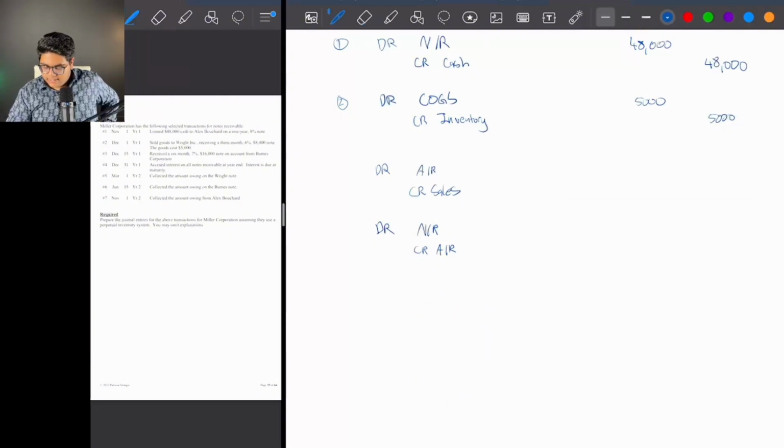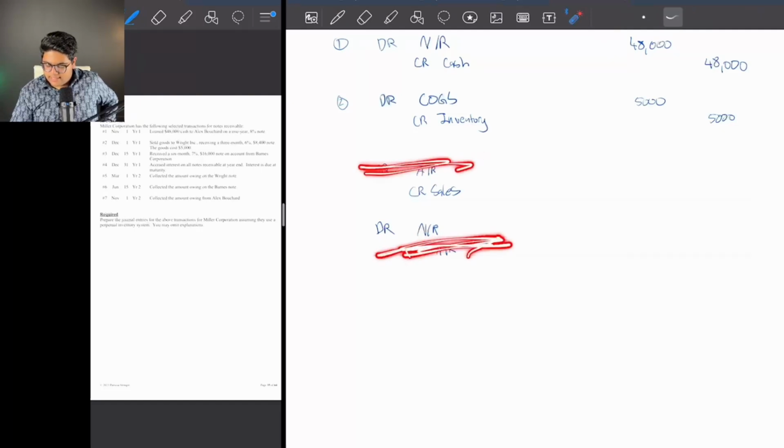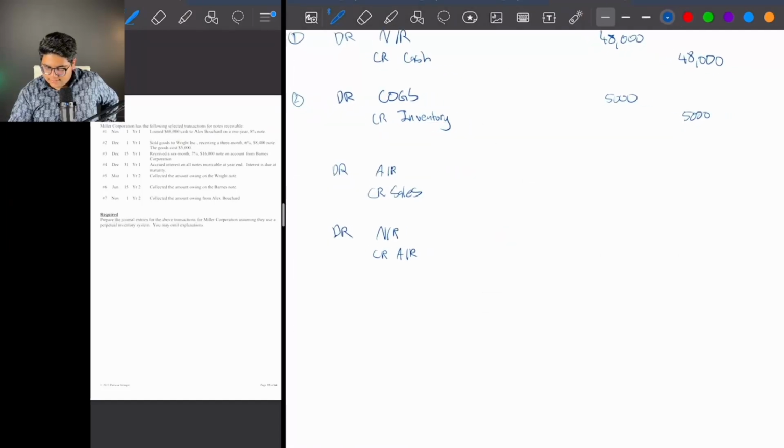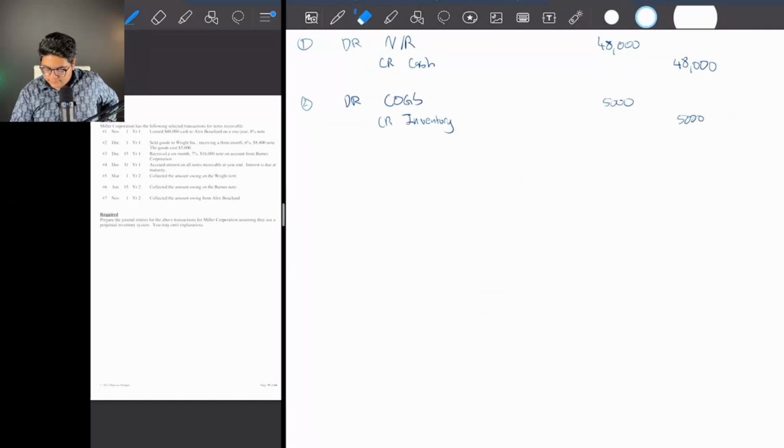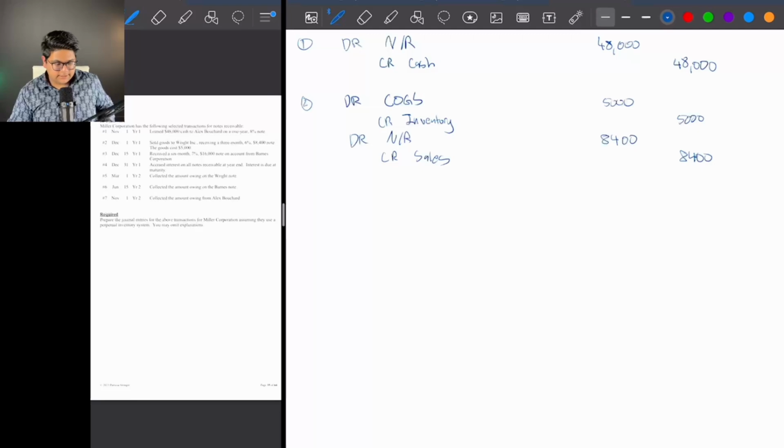However, since we first debited accounts receivable, then we credited it, we can basically just get rid of this, and the actual entry just becomes debit notes receivable, and we would have credited sales, right? That's basically what now the correct entry is. I just showed you how we got to that entry. In an exam, just go ahead and write this if you understand it. And then this is for $8,400, sorry. And then the credit matches. Okay, cool. So number two is done. Now let's do number three.